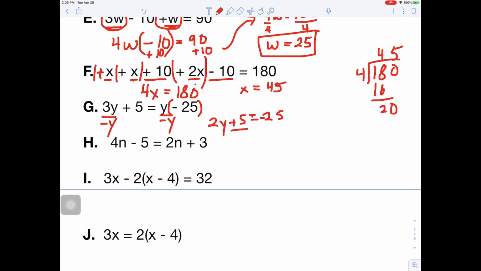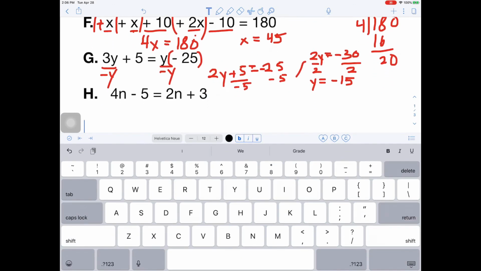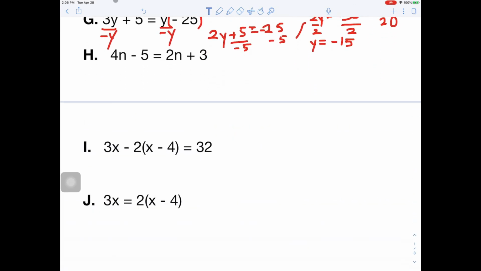So in order to get rid of this 5 on this side, we have to take away 5. So we take another 5 away from this one, and that gets us to 2y equals negative 30. Okay, so the last thing we have to do is divide them both by 2, and we get y equals negative 15. Looks like I put my work a little bit tight here. Let's put a little bit more room in between so that we can fit this a little easier.